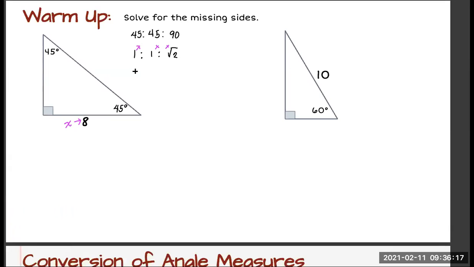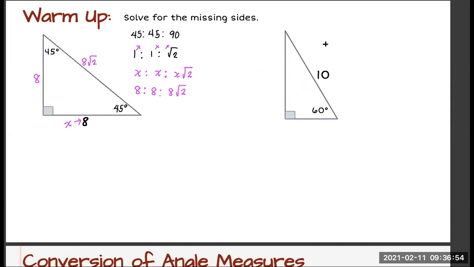then it would be x is to x is to x square root of 2, right? Now with your x being equal to 8, the sides would be 8, 8, and 8 square root of 2. So this would be 8. This other side would be 8 as well. And this other side would be 8 square root of 2. All right?